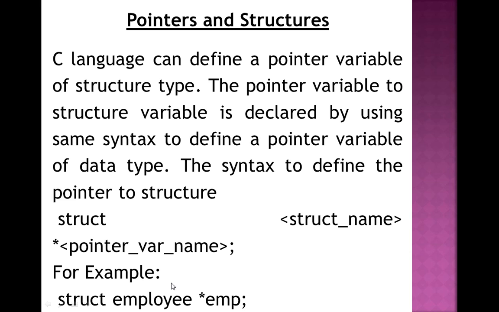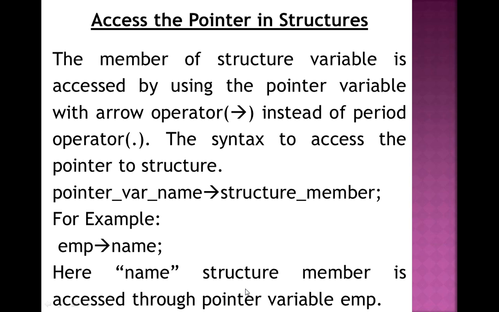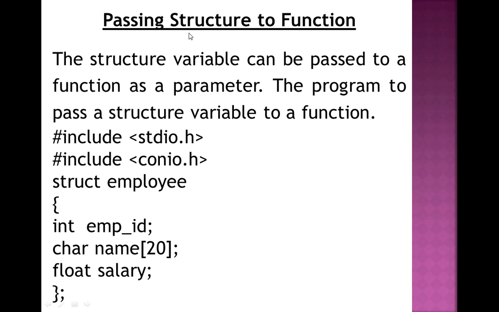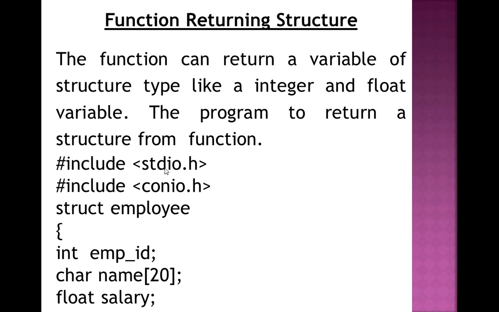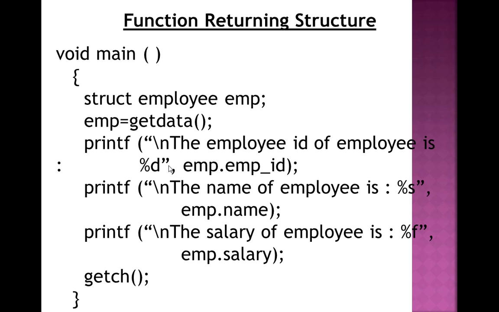Then we also discussed how we can use a pointer within the structure. This is the syntax: struct employee *emp. Instead of the dot operator, we access it by using the arrow operator. This is the pointer variable name, arrow, then the member name, employee name. Then we also discussed how we can pass the structure to a function. These are the multiple examples. Then we also discussed how a function returns the structure.